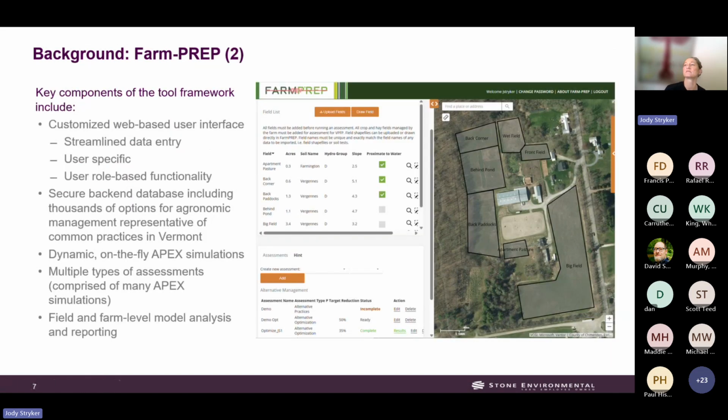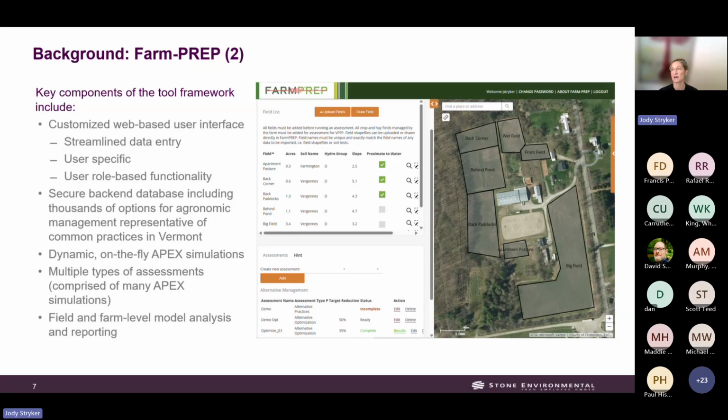Some of the core pieces of functionality that the Farm Prep system includes and that really kind of build the framework or architecture of the tool are shown here. We obviously have a customizable web-based user interface. This is obviously a really important component as it's how users interact with the tool. We've done a lot of work over the years to develop intuitive data entry workflows for different users.